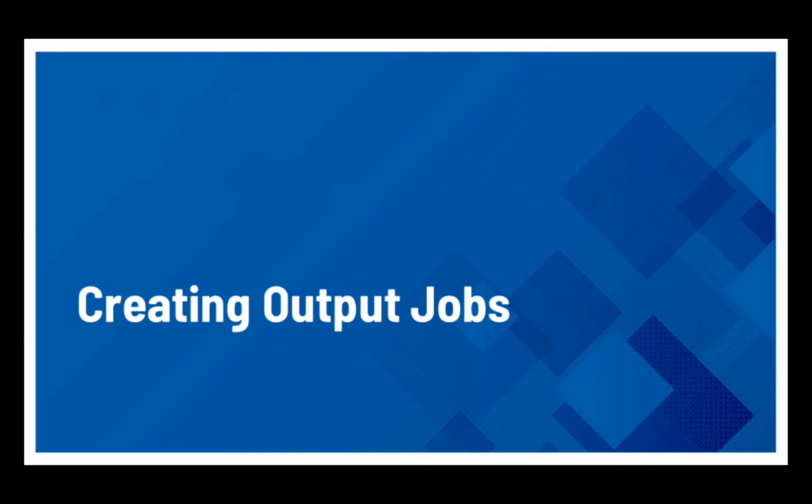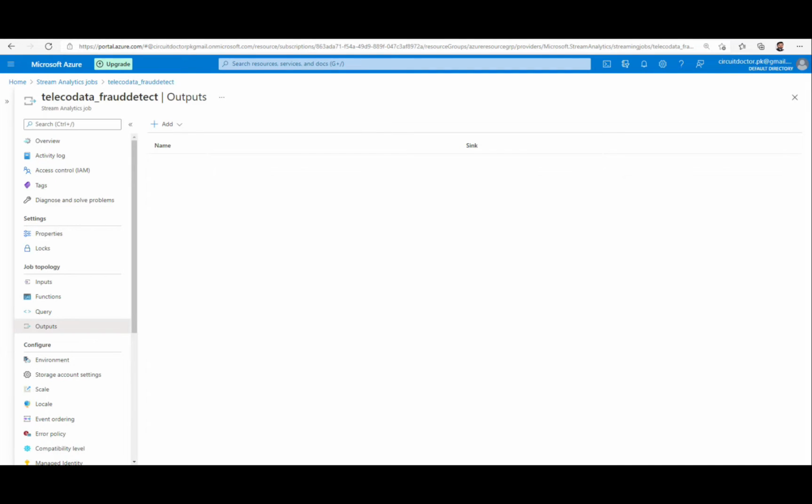Hello and welcome to this lab session. In this lesson, you will learn how to configure an output job. Right now, I am in the Output Jobs tab. If you go to the option here for the add, you will find many options where you can save your output for the input stream data.